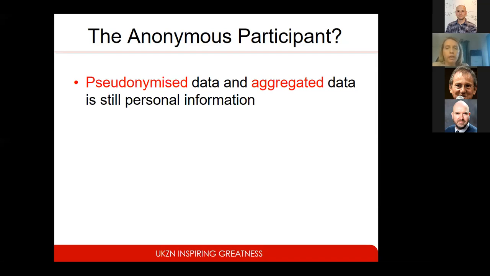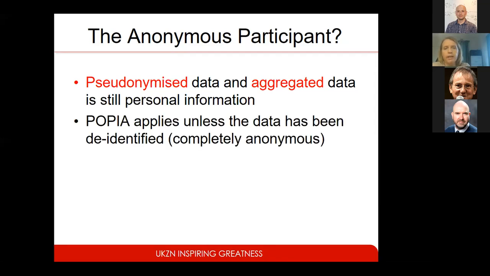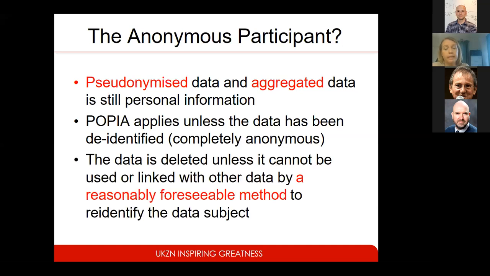And of course, aggregated data or statistics depends on the level of granularity. It might still be possible to identify an individual. So in both cases, remember the underlying principle is that data protection law applies unless the data has been de-identified. It is completely anonymous. And the principle is that it must be deleted unless it cannot be used or linked with any other data set by a reasonably foreseeable method to re-identify the data subject.